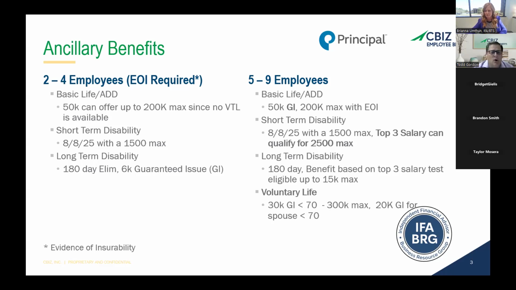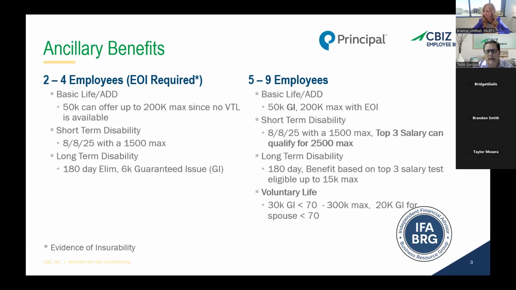Basic life insurance, what most entities are used to, is a one-time salary up to $50,000 of life insurance. And that is available on all packages. For the 2 to 4 employees, evidence of insurability is required for all benefits there. But we do also have the ability to go all the way up to $200,000 on the life insurance for the 2 to 4 employer or employee groups, because we're not able to offer additional voluntary term life insurance, so that Principal has agreed to go to higher limits there.